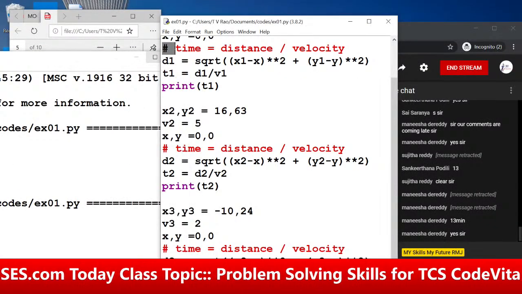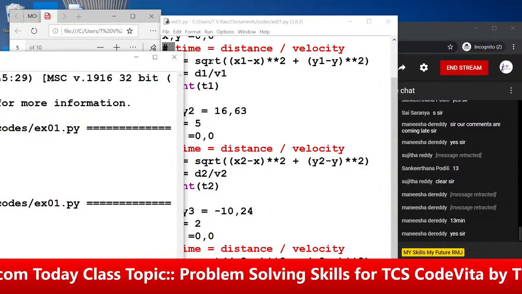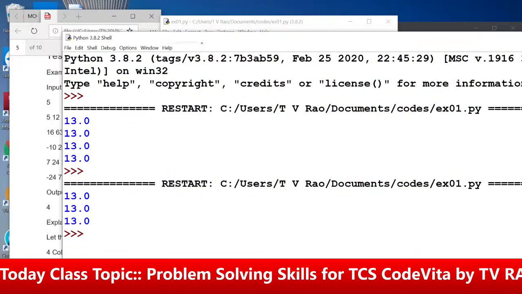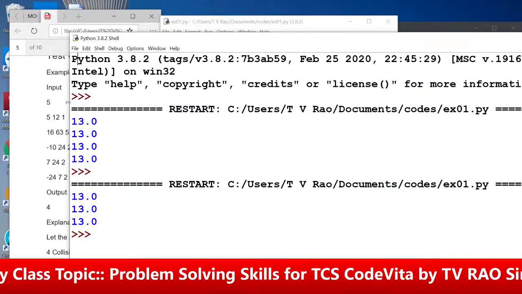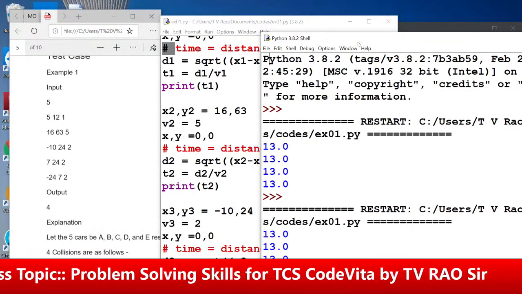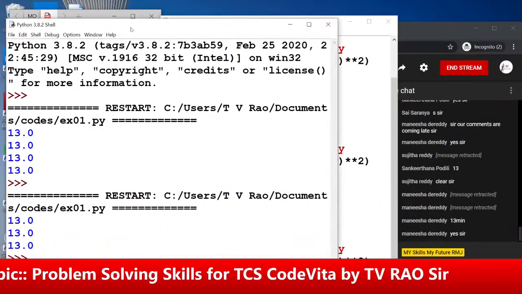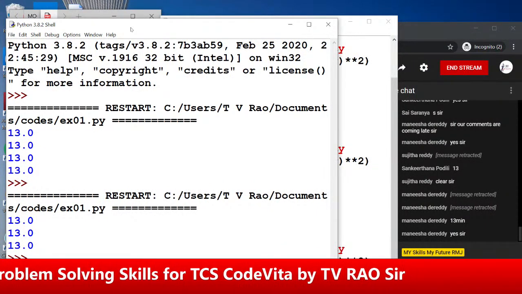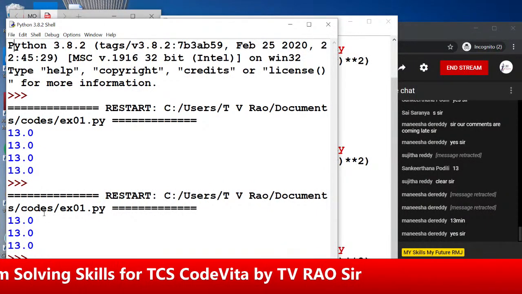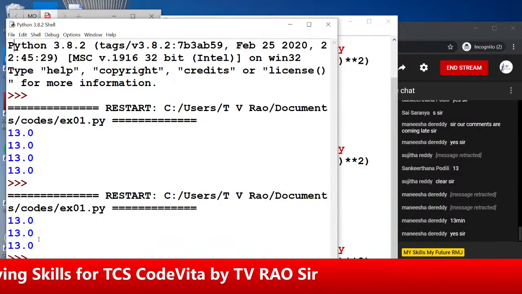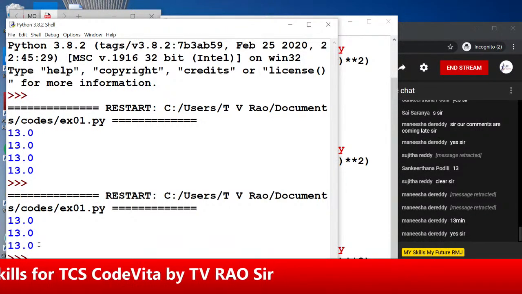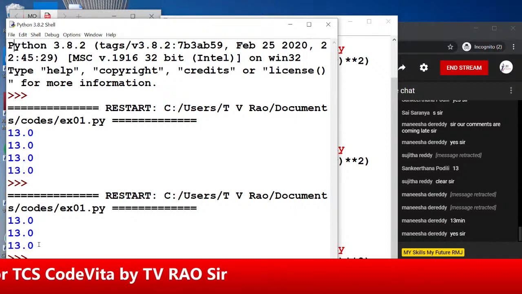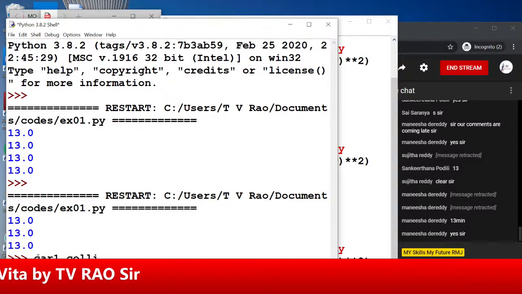Tell me now, what is the result? All are 13 now. All are 13. What does it mean? Car 1 reaches in 13 minutes, car 2 in 13 minutes, car 3 in 13 minutes. What does it mean? Car 1 collides with car 2. Okay?